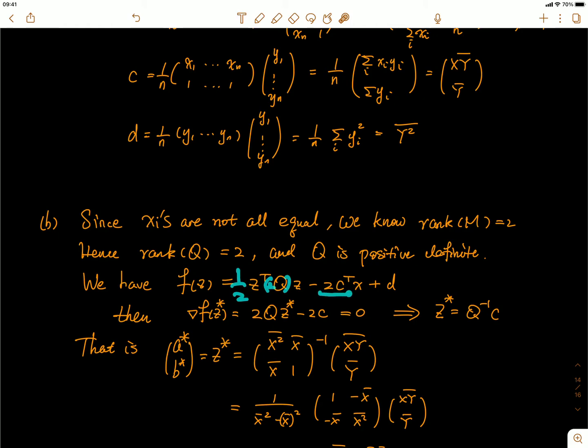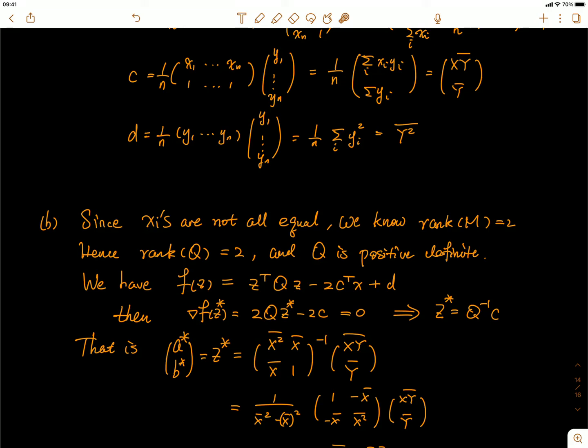And you treat this 2c transpose as the b. So then we have a quadratic in z, 1/2 times z transpose Q z, minus some vector, which is 2c here, times x, plus some constant. And this constant d doesn't matter. So take the gradient, we'll get that. Okay, and solve for the z.